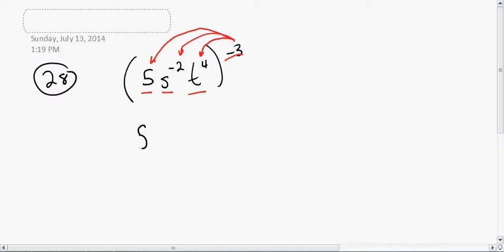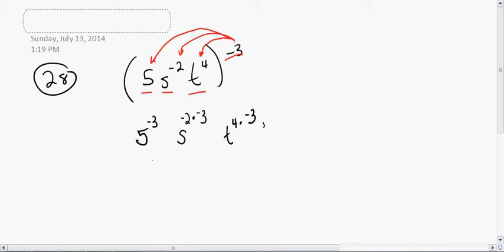5 to the negative 3, that's 5 to the negative 3. S to the negative 2 to the negative 3. If I'm raising a power to a power, the shortcut is to multiply. So that's going to be a negative 2 times a negative 3. And then t to the fourth, well, my s looks like a 5, doesn't it? Let's make that an s. There, that's a little better. And then finally, t to the fourth to the negative 3. So t to the 4 times negative 3.